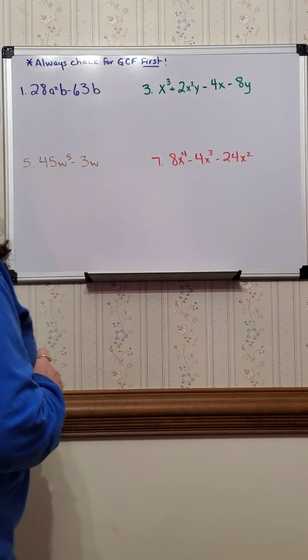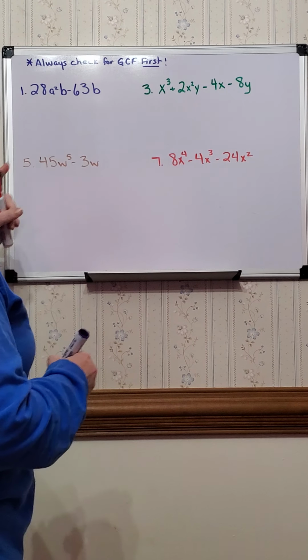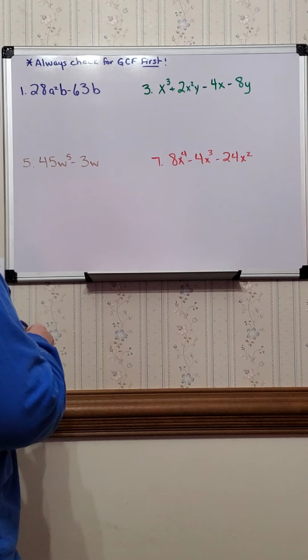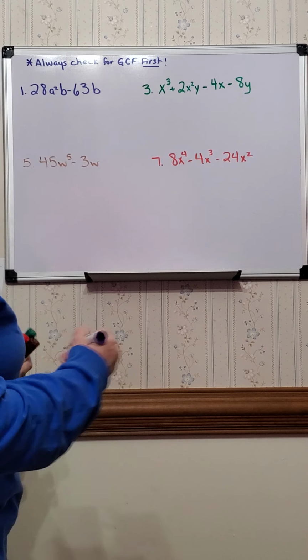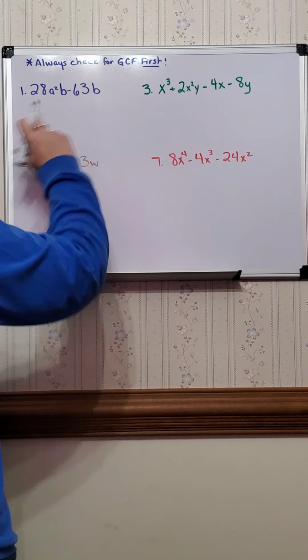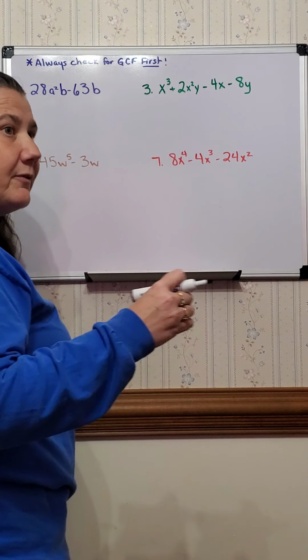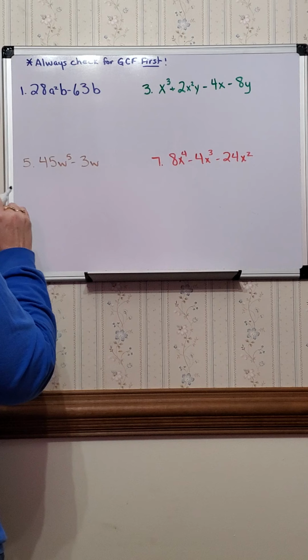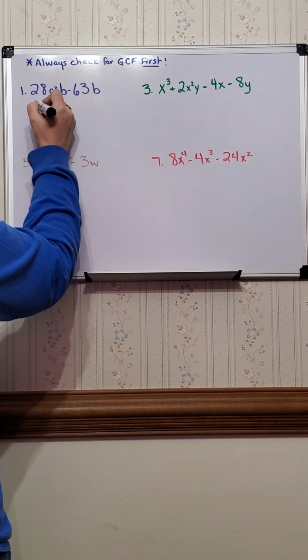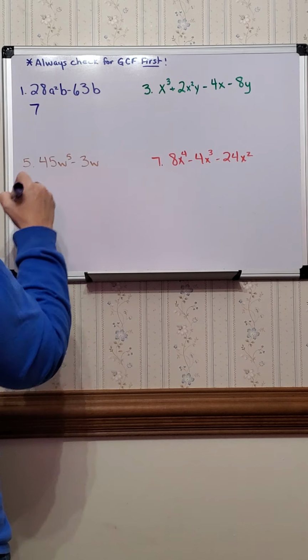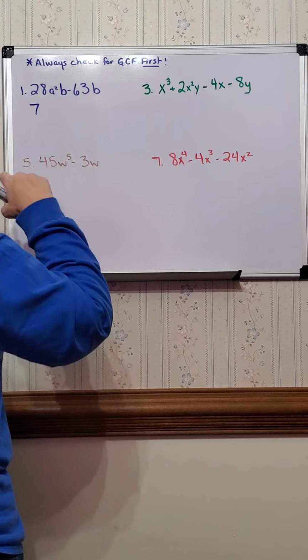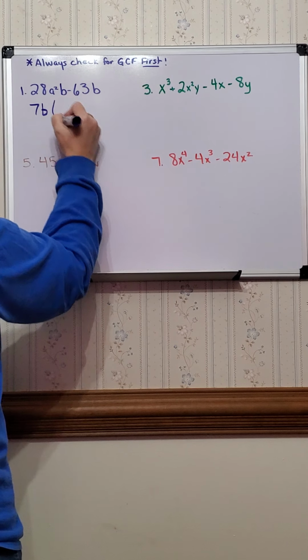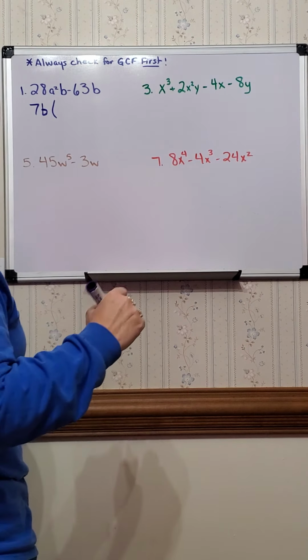So let's look at number 1. So I've got a couple of them up here already. Let's look at number 1. I've got 28a squared b minus 63b. And I'm looking for a common factor that I can take out, the greatest common factor. So looking at these numbers, I can pull out a 7. And I have an a squared b and then a b. So b is common among them. I can go ahead and pull that b out too.